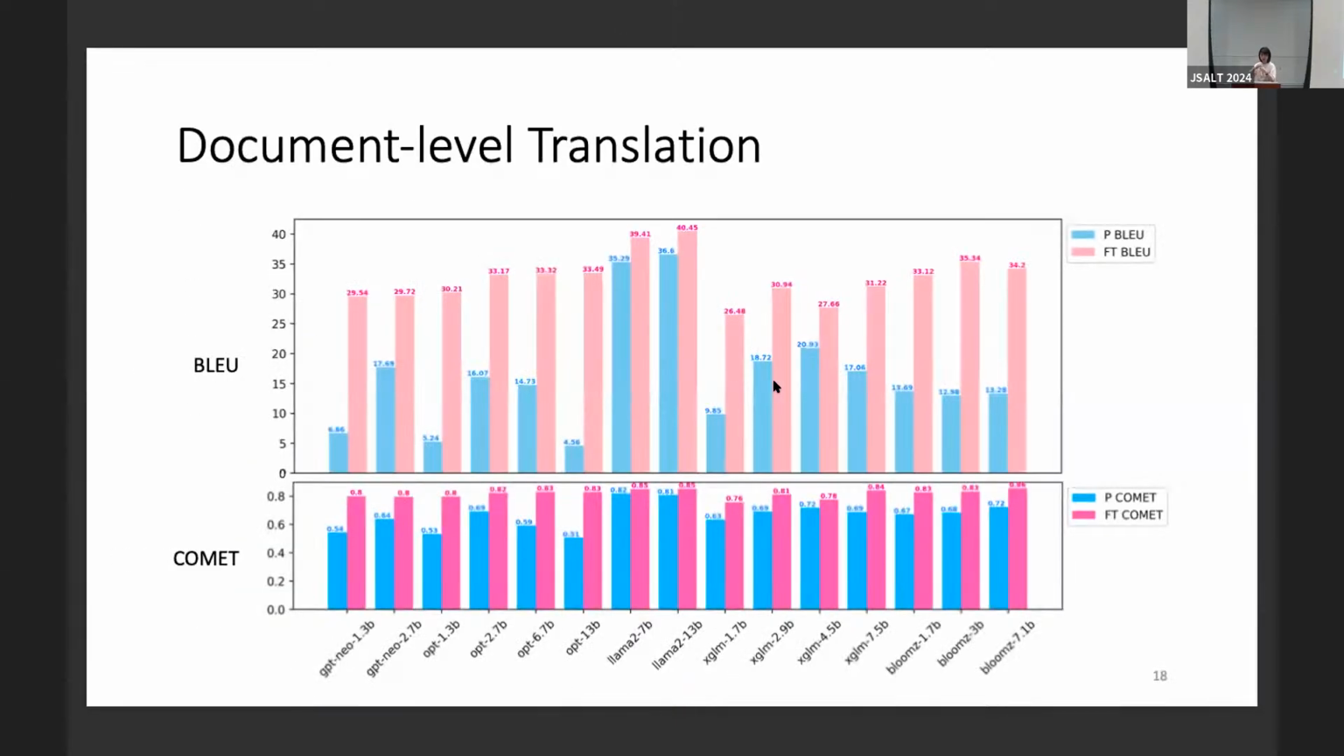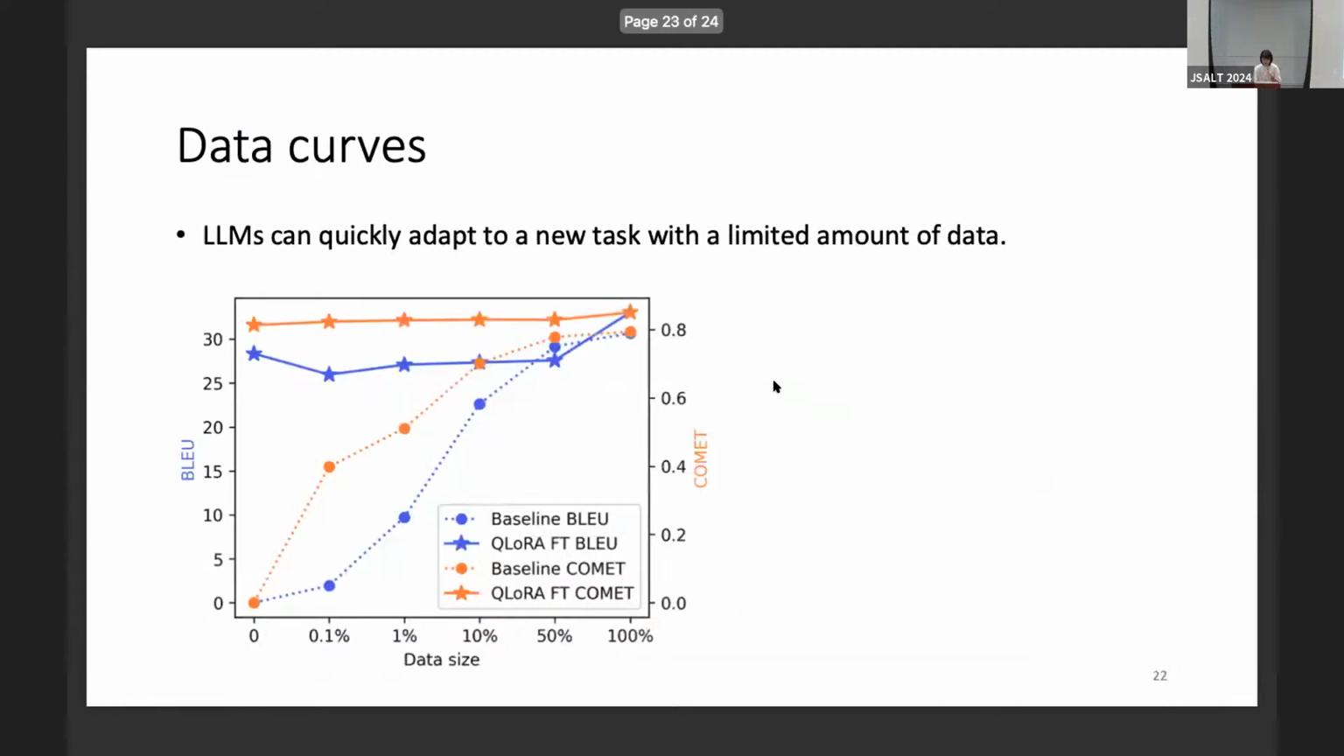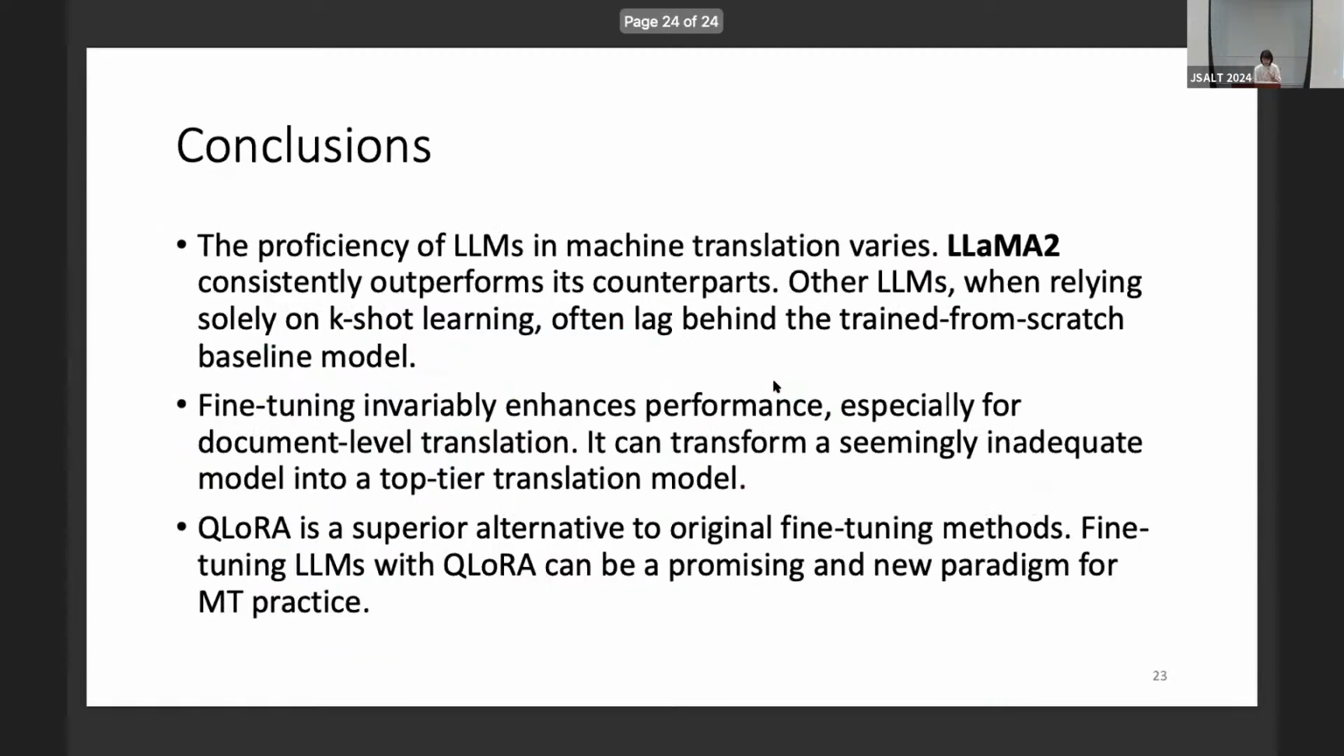So I think these results are also interesting. So this is some document level translation. And overall, those models perform badly using just zero-shot learning for these long inputs. But still, Llama 2 maintains a good performance on long inputs. I'll skip this.